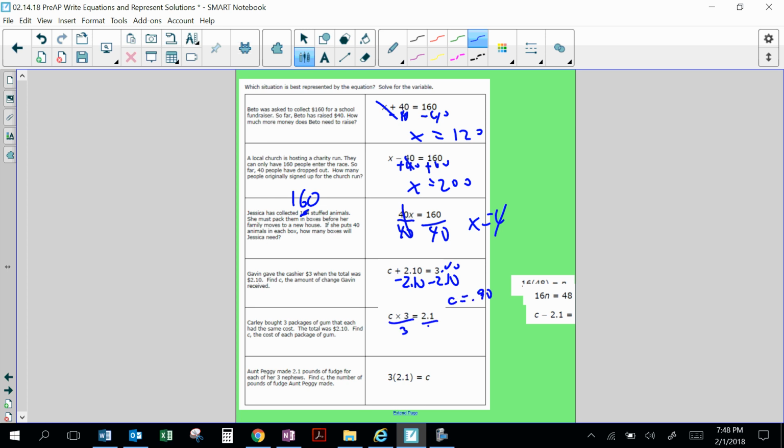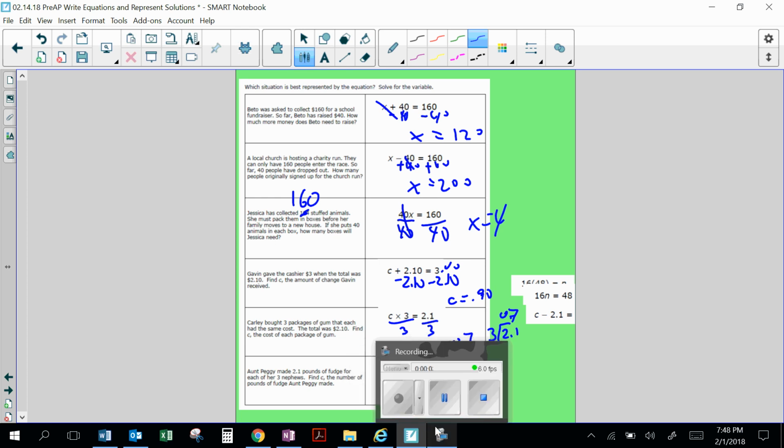Divide by 3, divide by 3, C equals 2.1 divided by 3. If you have 2.1, you divide by 3, it goes in 0.7. 3 groups of 2.1 would be 6.3, and so on and so on. And this is our lesson on writing equations, one-step equations.